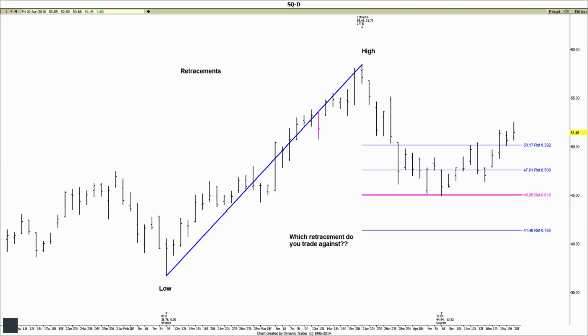And then later on, as we go through the presentation, I'm going to answer the question of which retracements do you trade against? Because you don't want to trade against every ratio and say, oh, well, maybe this will work. Well, if it doesn't, maybe this will work, or maybe this will work. We have ways of looking at it that are going to help you.